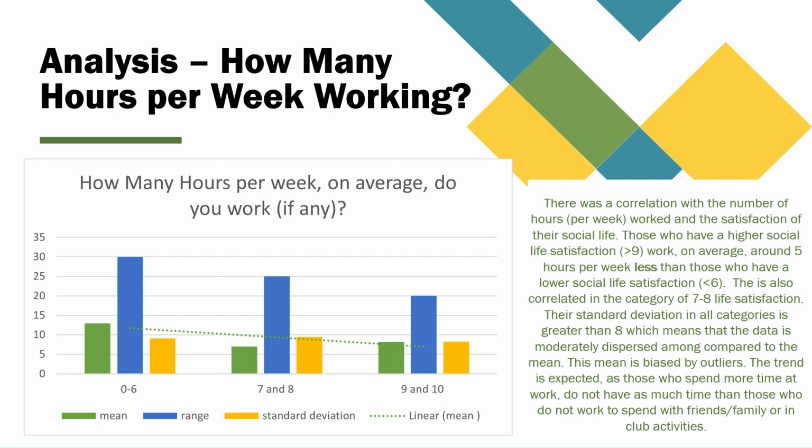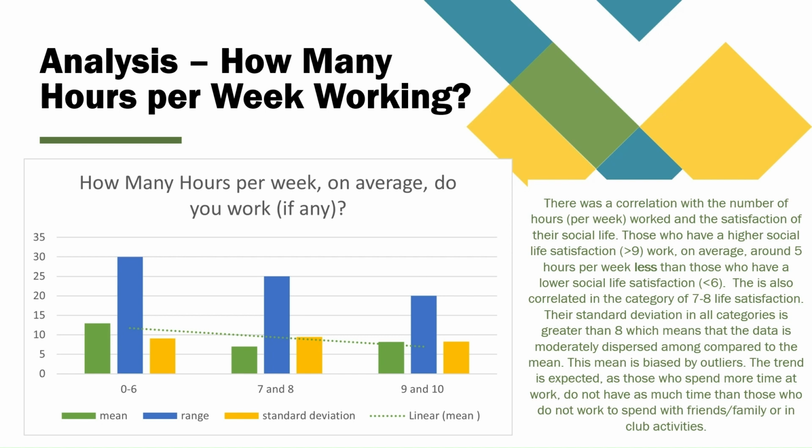So on average, those who had a higher social life satisfaction had worked 5 hours less than those who had a lower satisfaction on social life. Again, the standard deviation was high on these, so they were around 8. So these were highly dispersed compared to the mean, and it can be related to outliers based on that.